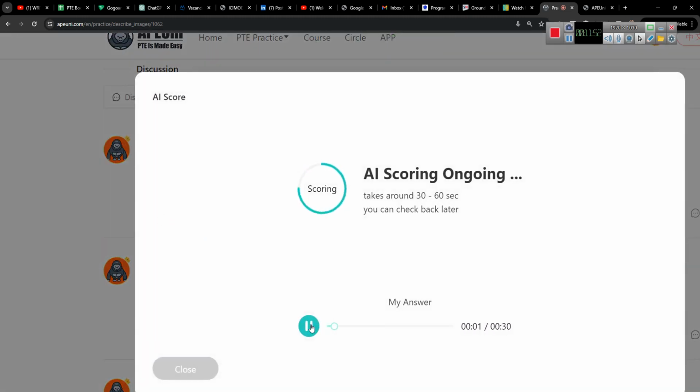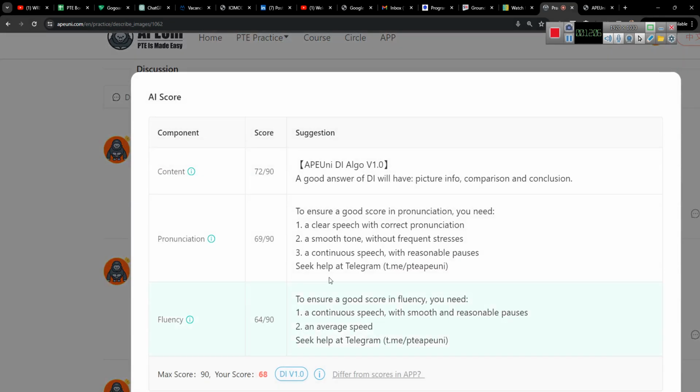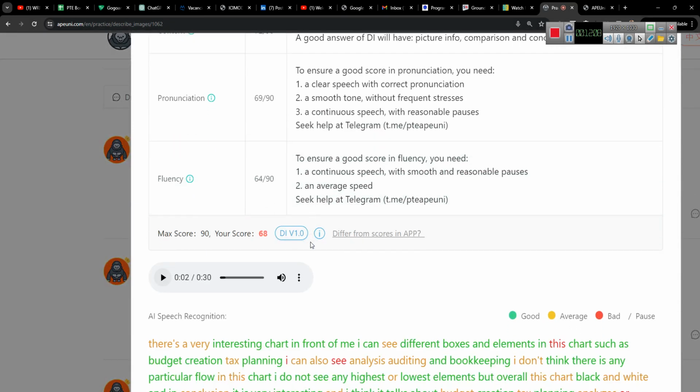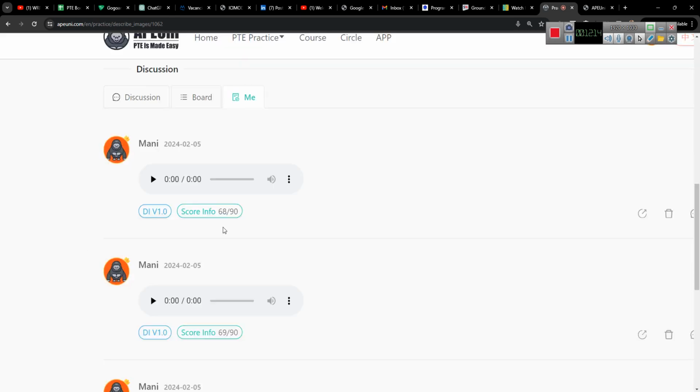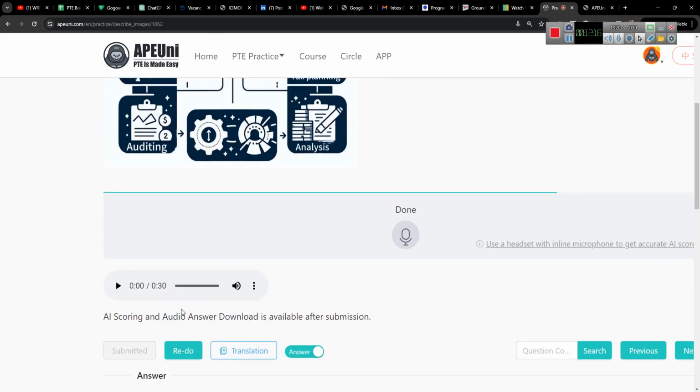There's a very interesting chart in front of me. I can see different boxes and elements in this chart, such as budget creation, tax planning. I can also see analysis, auditing, and bookkeeping. I do not think there is any particular... Okay, so not a good score again, guys. I do not know where I am lacking in particular, but let's do it once again.